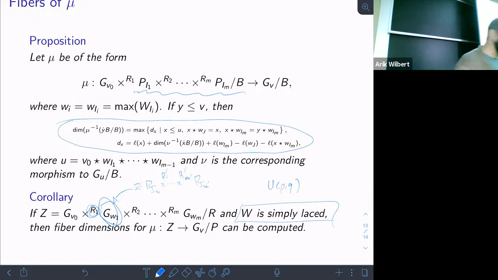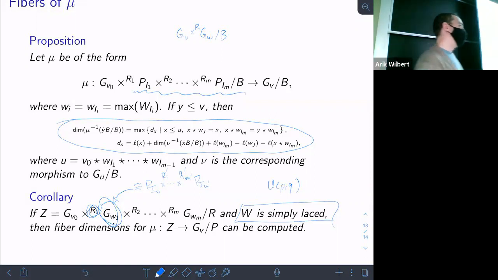It's interesting, right? In general I'm stuck. I can't describe the fiber dimension here. But if it's simply laced, then all of these fiber dimensions can be computed. Okay, let me stop there. Thanks.